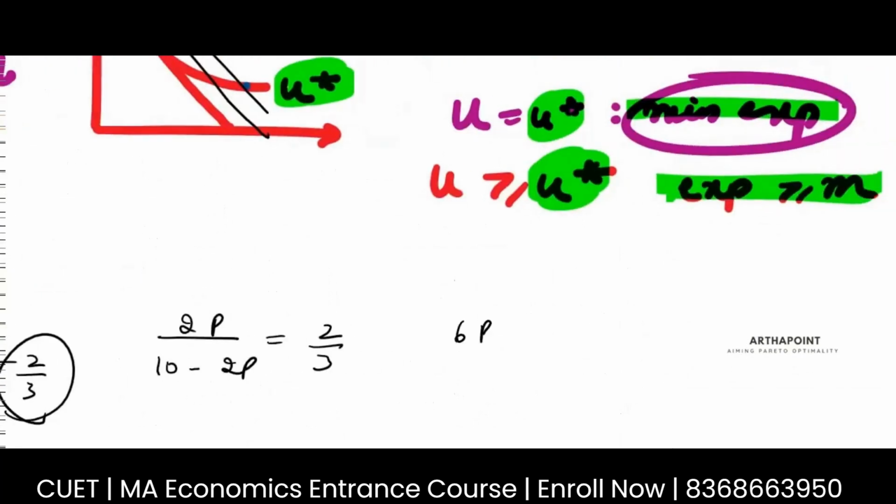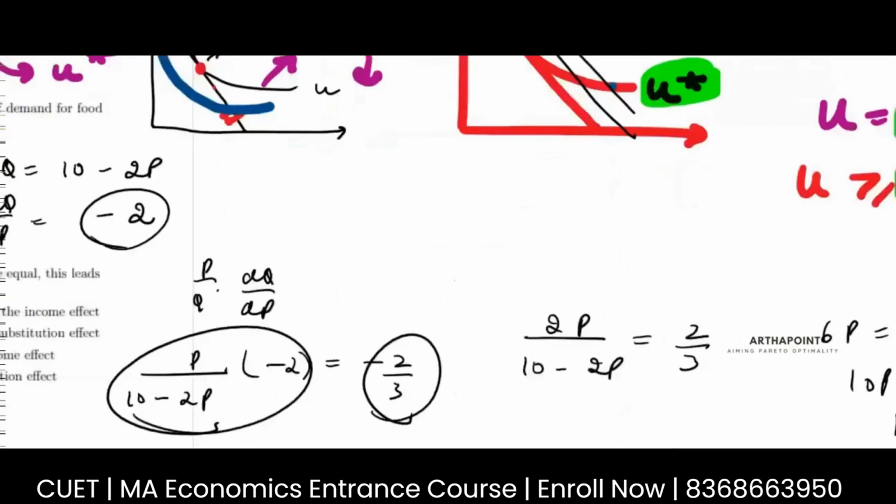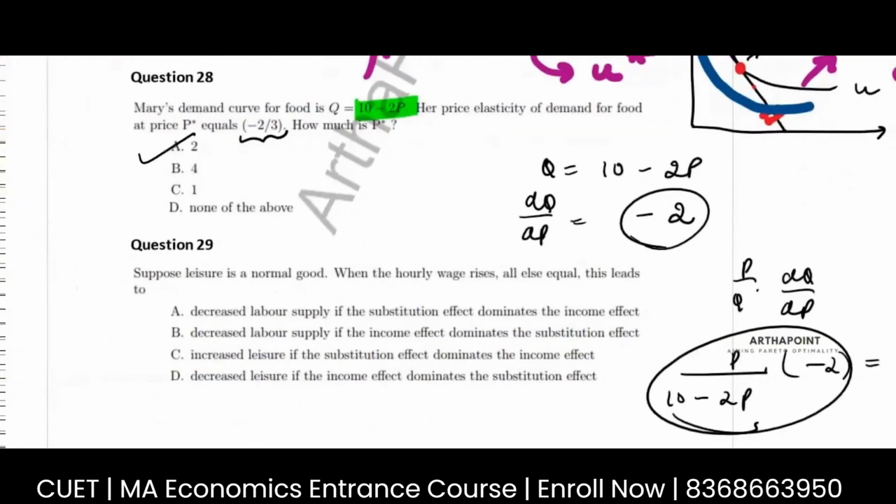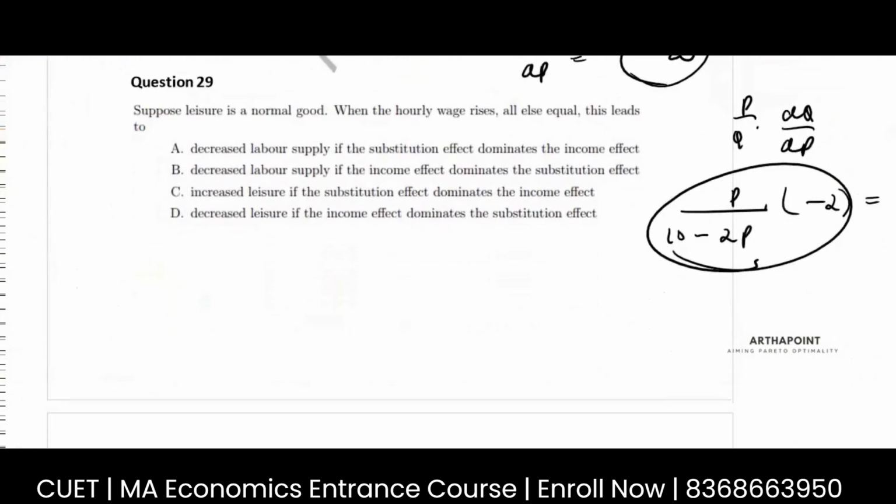6P is equal to 20 minus 4P. 10P is equal to 20. P is equal to 2. Okay, let's go to the next question.